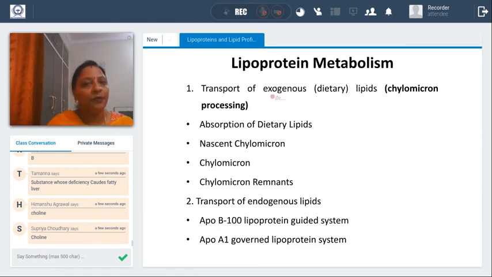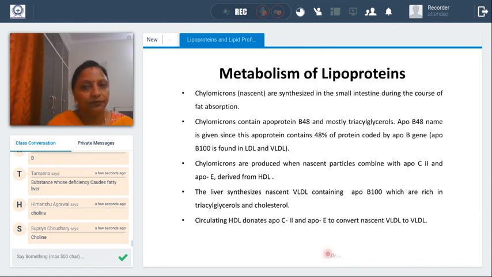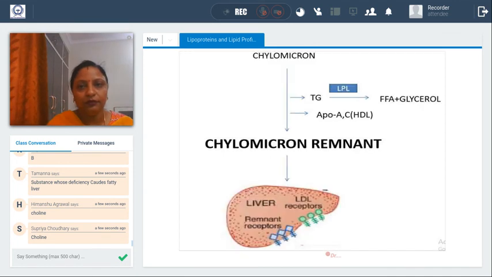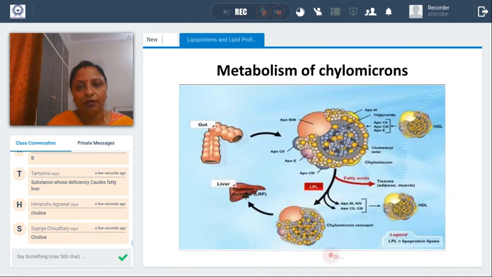What is the mechanism of metabolism of lipoproteins? Transport of exogenous dietary lipids by chylomicron processing involves absorption of dietary lipids, nascent chylomicrons, chylomicron remnants, and the transport of endogenous lipids by ApoB100 lipoprotein and by ApoA1 governed lipoprotein systems. This chylomicron, you can see here this chylomicron remnant. This ApoC2 again returns to HDL, and this is called chylomicron remnant.